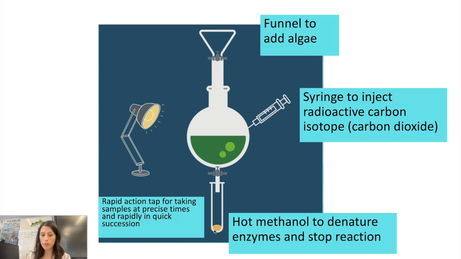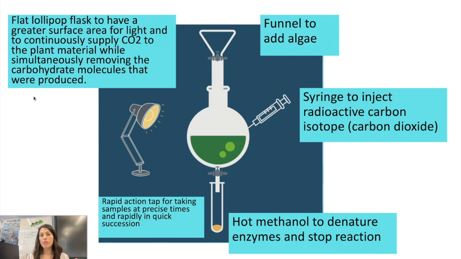So the advantages of the flat lollipop flask are, first of all, because it is flat on the two sides, you have a larger surface area, and that means more of the algae will be exposed to light, and therefore the rate of the light-dependent reactions will be faster, and you should therefore see any changes in the light-dependent reaction more rapidly as well. The other thing is you can simultaneously be injecting in that carbon dioxide and taking samples at the same time.